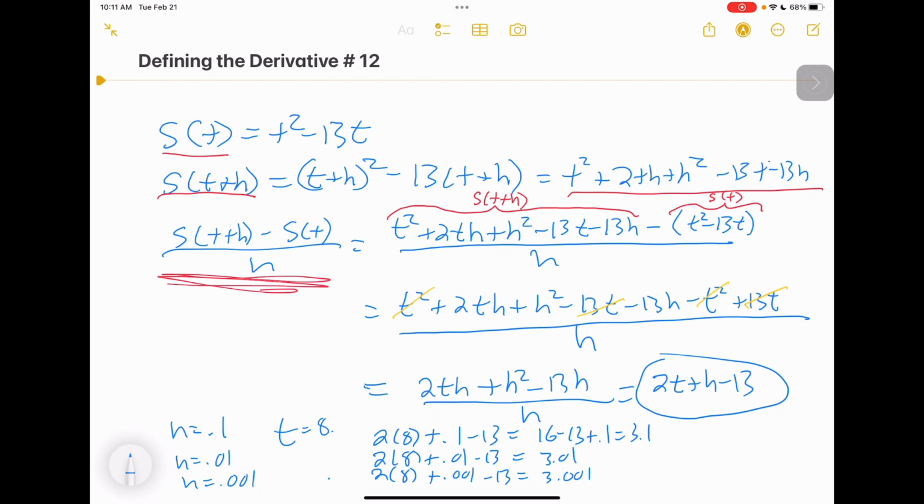And that's the problem. So now you go to the instantaneous velocity, you look at that trend, 3.1, 3.01, 3.001. So the instantaneous velocity must be, well, looks like it's trending towards 3. And that's what you're supposed to do with that problem. Okay, hope that helps.